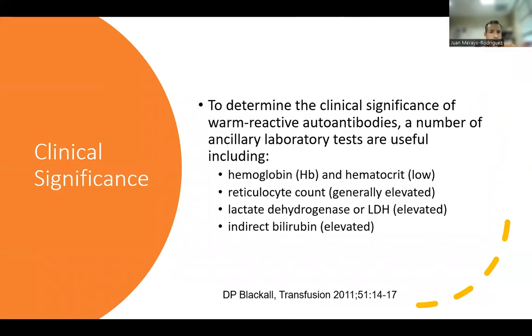For the clinical significance, in order to determine this, a number of ancillary laboratory tests can be used, including hemoglobin and hematocrit, which usually are low. Reticulocyte count, in general, if the bone marrow is working well, will be elevated. Lactate dehydrogenase, or LDH, will be elevated since the red cells are being destroyed. And indirect bilirubin as well is going to be elevated for the same reasons.